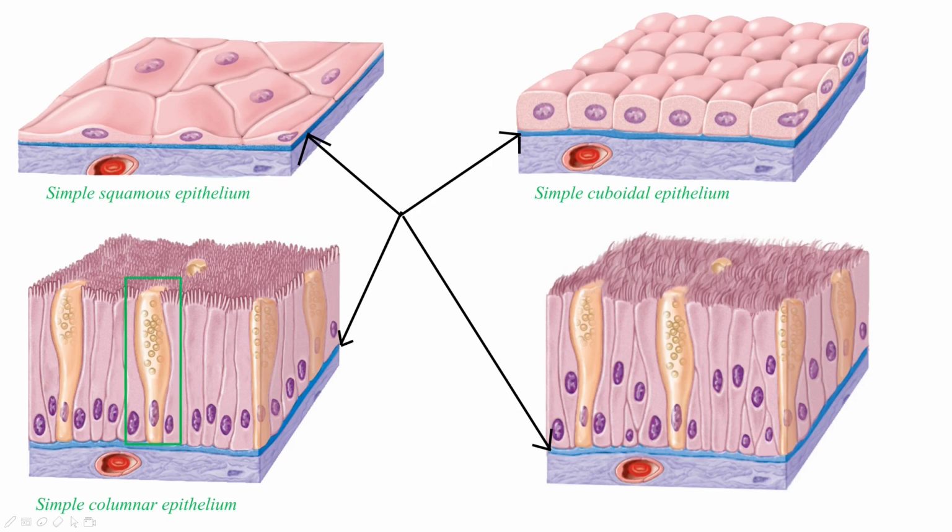The last and final is the pseudostratified columnar epithelium. It looks as if it is multilayered, but notice that every cell is in contact with the basement membrane. Therefore, it is considered a single layer, even though not all the cells reach the surface. Let's talk about each one in a little more detail now, starting first with the simple squamous epithelium.